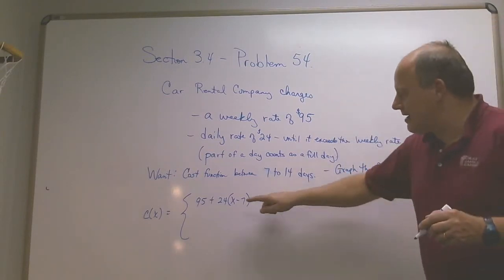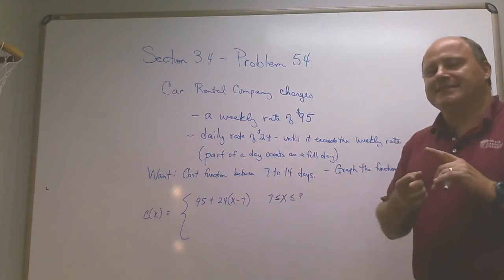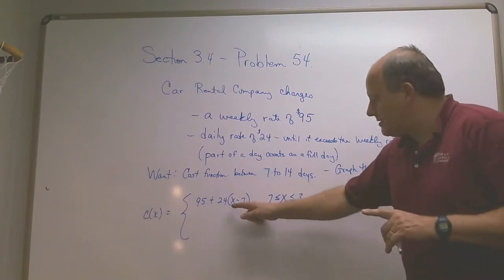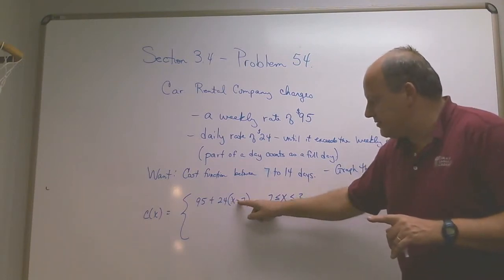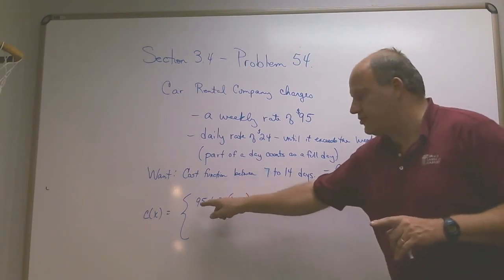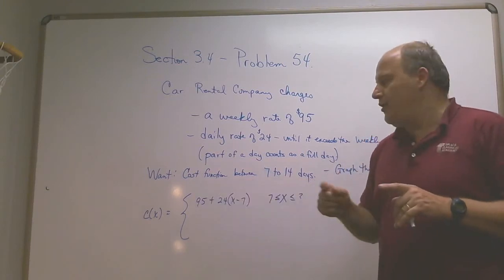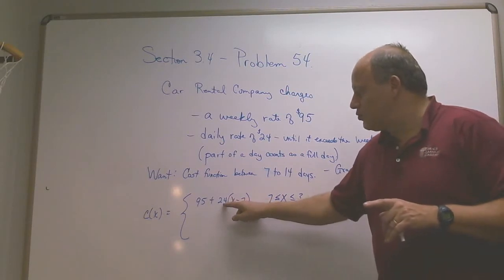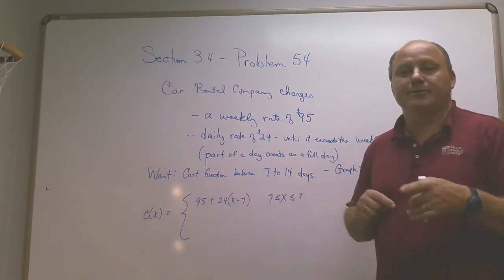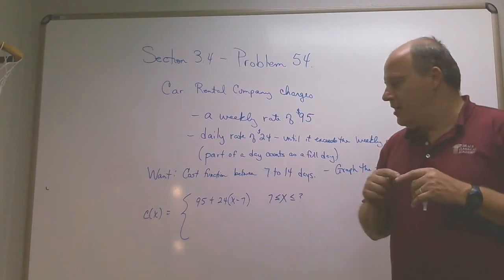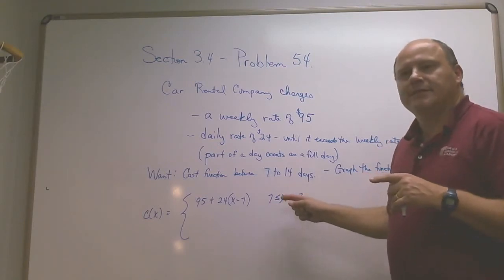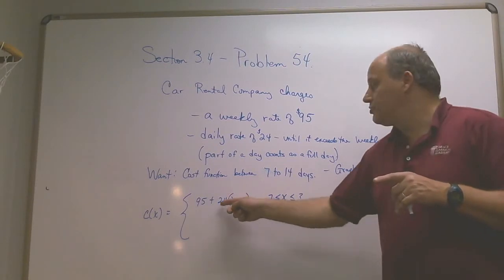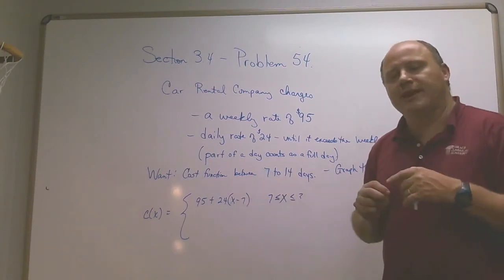And you're like, why is it X minus 7? Well, if it's exactly 7 days, then you have it for the week. That's why I subtract 7. 7 minus 7 is 0, 0 times 24 is 0, plus your $95 charge. If you have an 8th day, 8 minus 7 is 1. 1 times 24 is 24, plus your 95. So it'll be 95 plus the 24, like I said a while ago. And if you had 9 days, then it'd be 2 extra days. 9 minus 7 is 2, and 2 times 24 is 48. So you have 48 plus your 95.